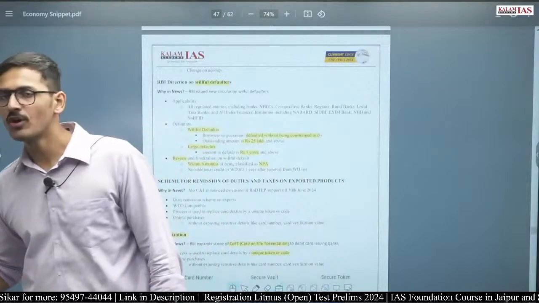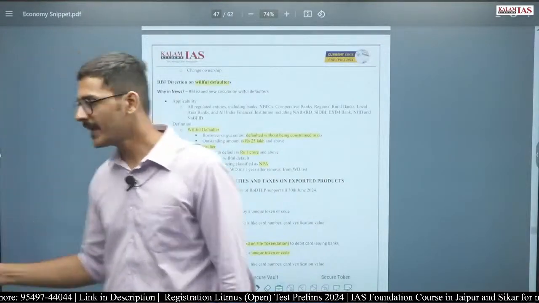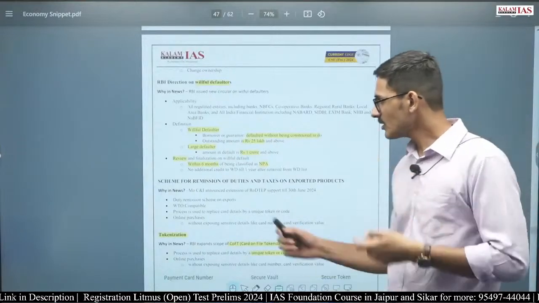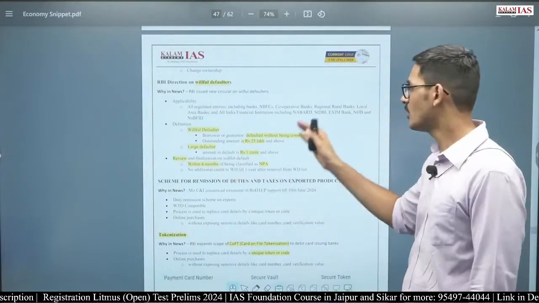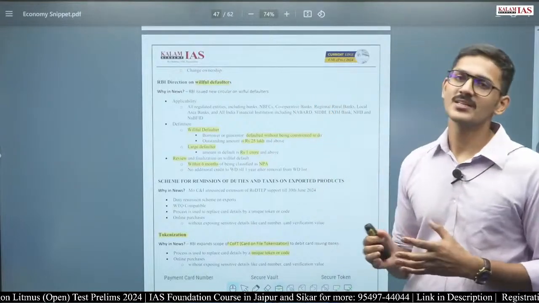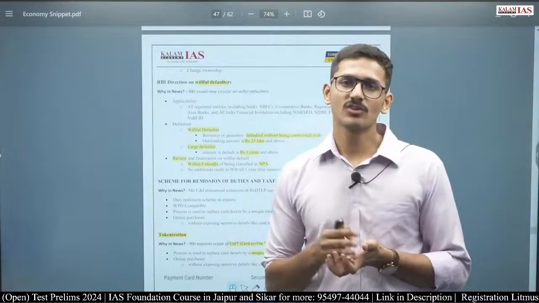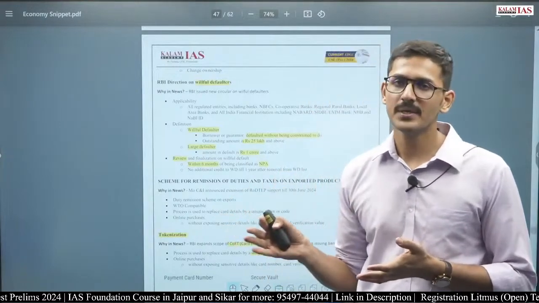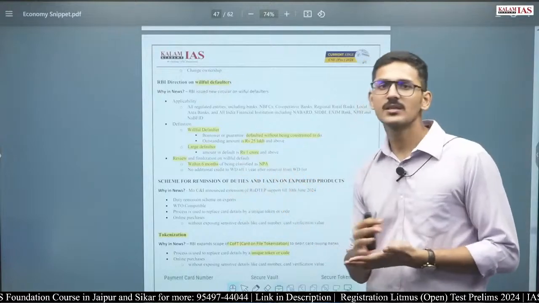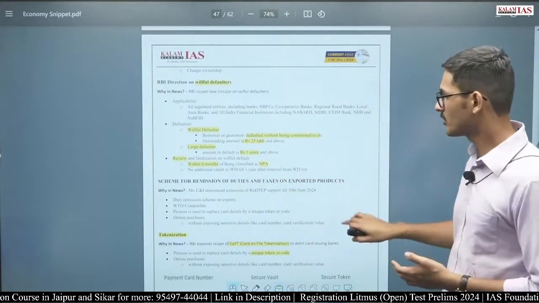If the amount of default is more than 1 crore, then I will be categorized as a large defaulter. Now there is review and finalization on willful defaulters. Whenever any asset becomes a non-performing asset, then within 6 months of it being classified as an NPA, the bank has to analyze whether this person is a willful defaulter or not.